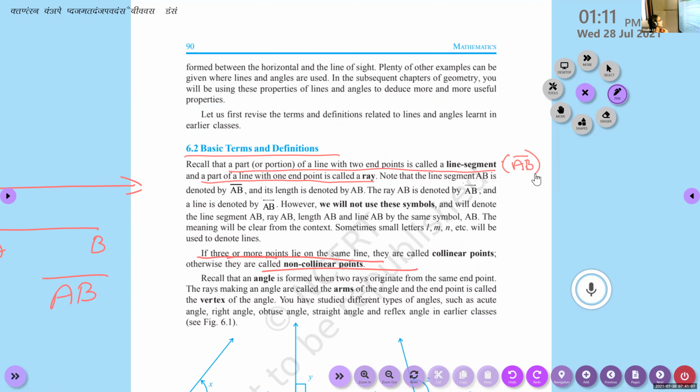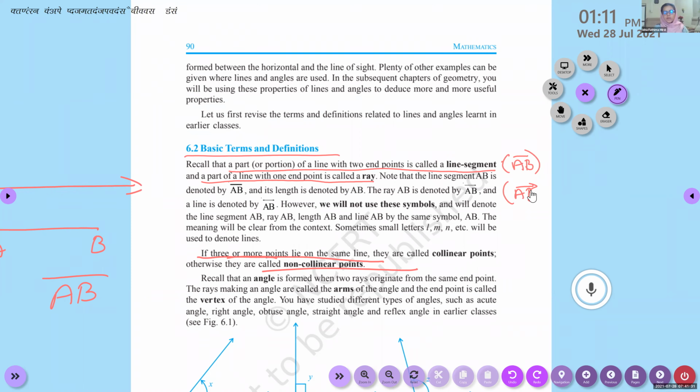A part of a line with one endpoint is called a ray. We can write ray AB with an arrow: one endpoint, and the other side has no endpoint.